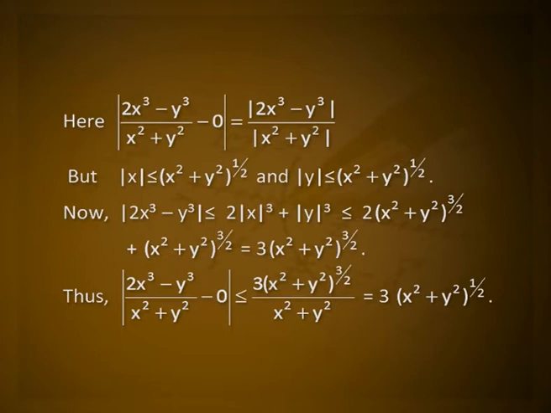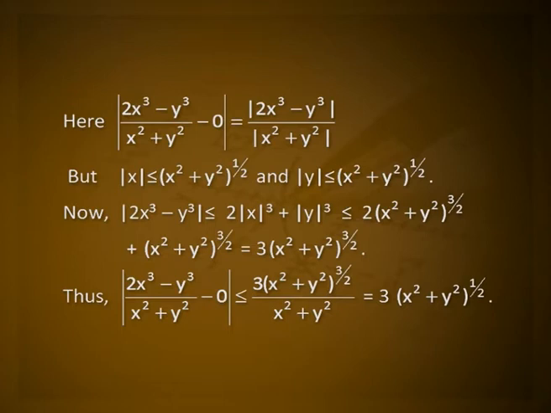But absolute x is less than or equal to (x square plus y square) whole raised to half, and absolute y is less than or equal to (x square plus y square) whole raised to half. Now absolute value of 2x cube minus y cube is less than or equal to 2 absolute value of x cube plus absolute y cube, less than or equal to 2 times (x square plus y square) whole raised to 3 by 2 plus (x square plus y square) whole raised to 3 by 2, which is equal to 3 times (x square plus y square) whole raised to 3 by 2.